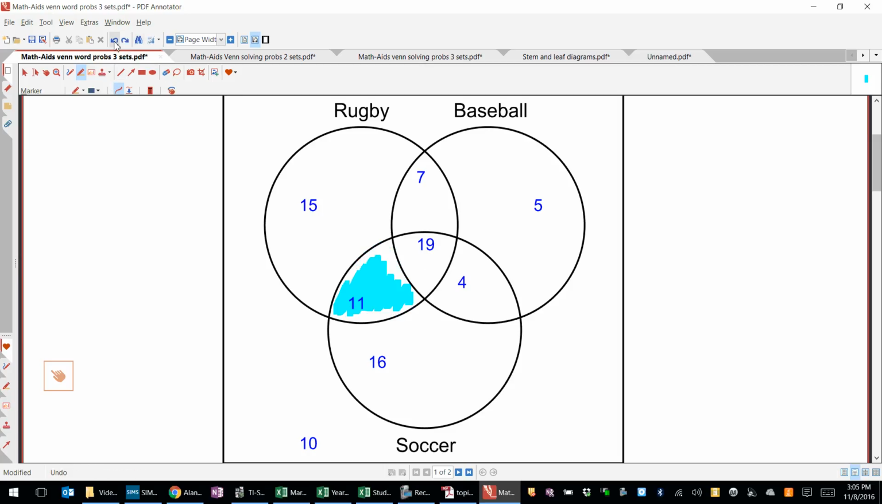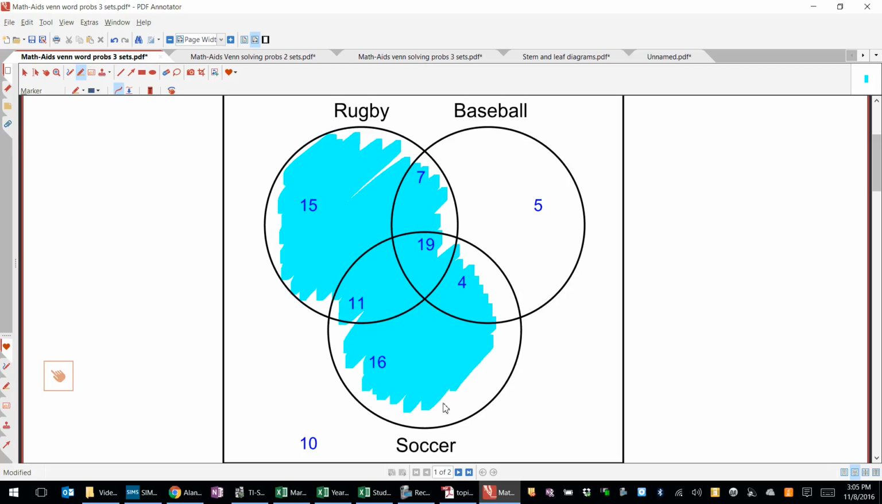The next one, how many students like rugby or soccer? Actually, it's all of rugby, so all those numbers, and all those numbers can be considered. So it should be 60, was it, rugby or soccer? 16, 4, 11, 19, 15, 7. Add all those up. I'll check that number afterwards.